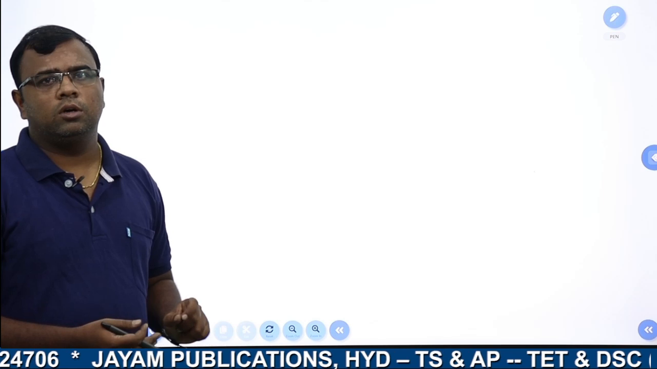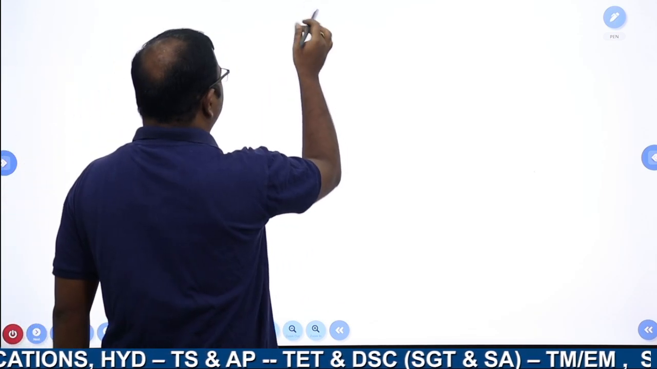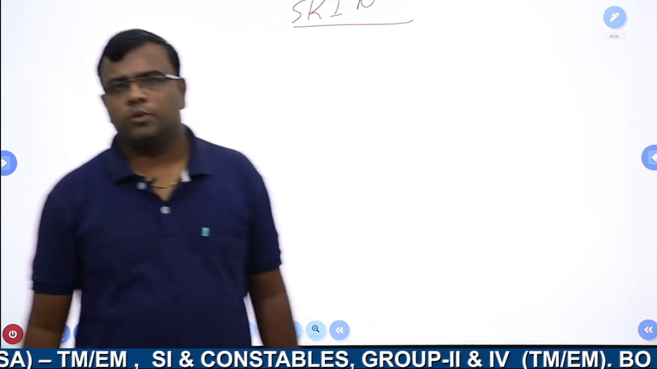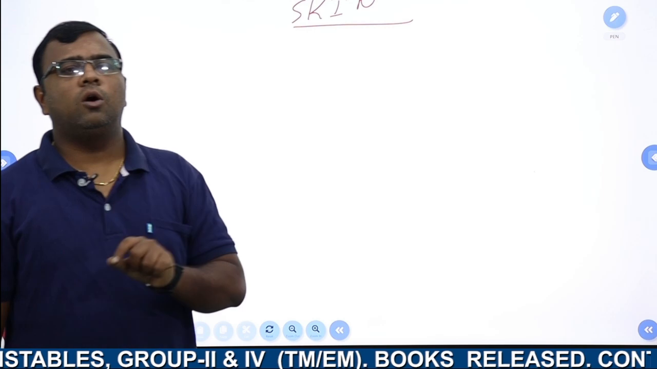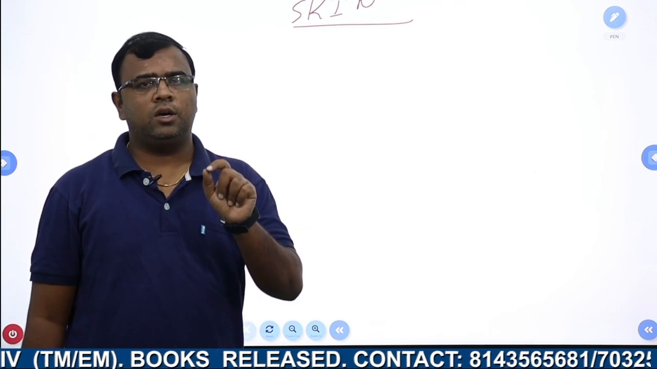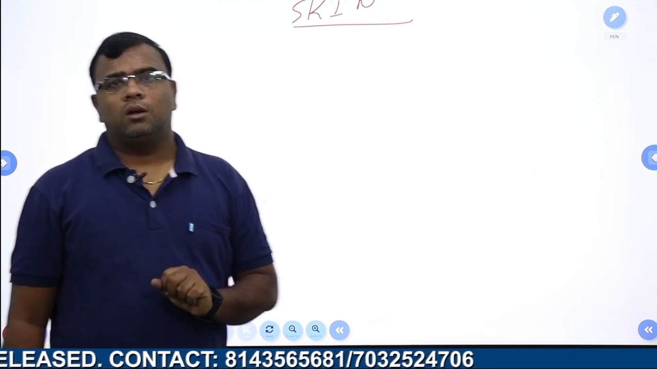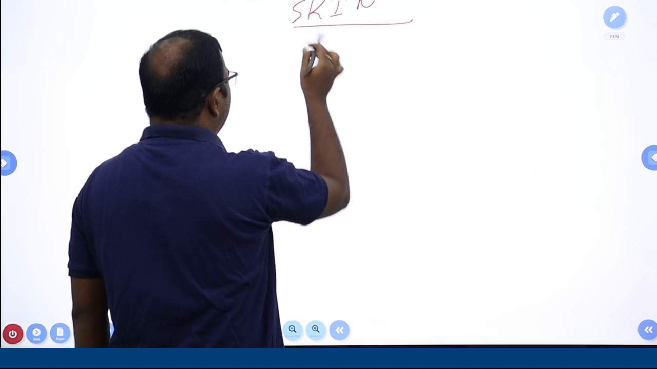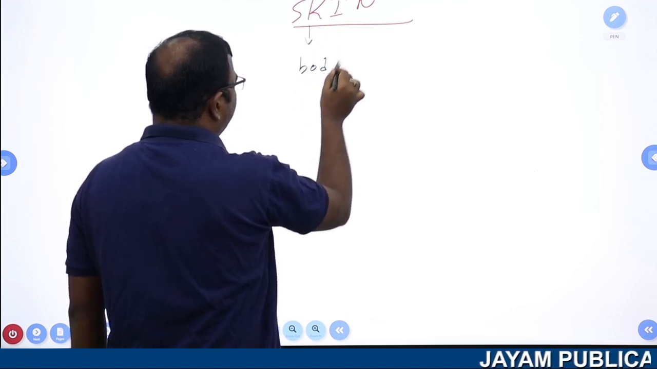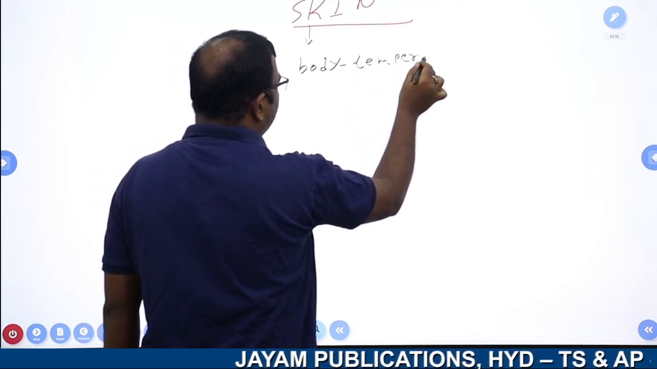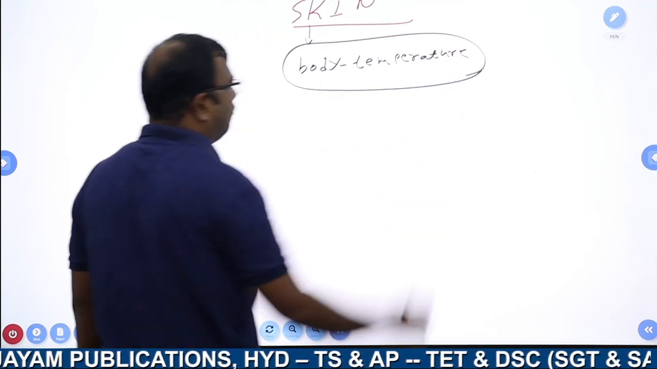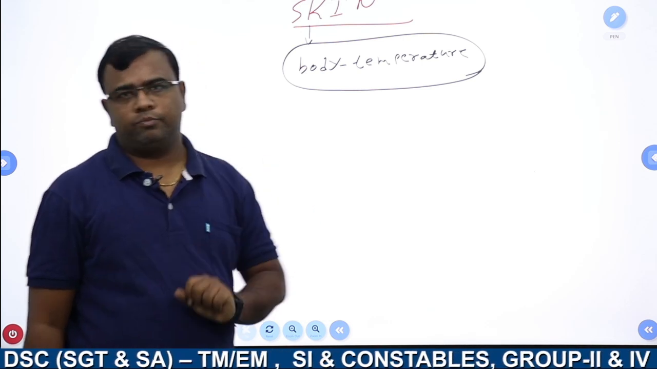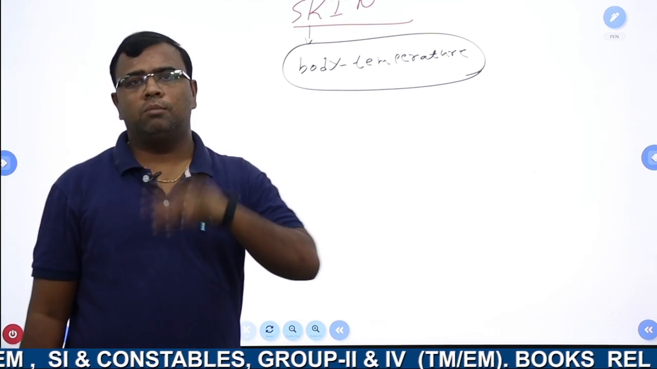The next chapter is skin. What is the function of skin? The skin is used for touch. The skin maintains the body temperature equilibrium. Another function of skin is that it protects the body.